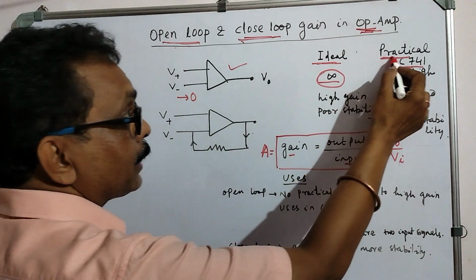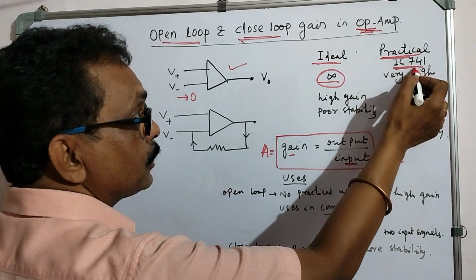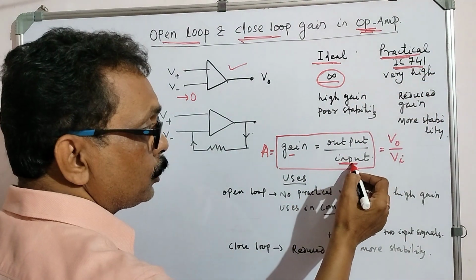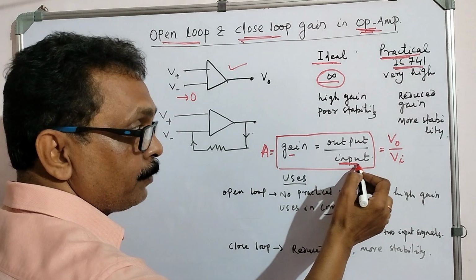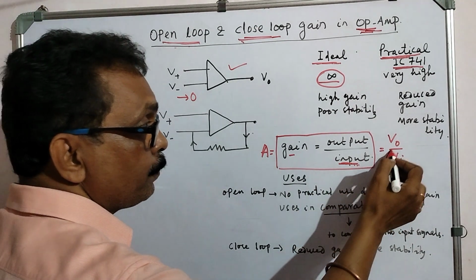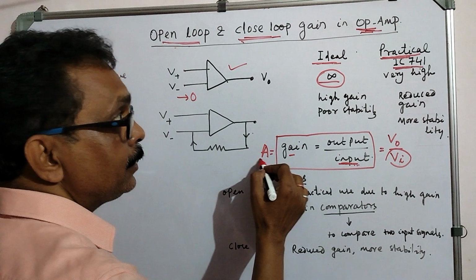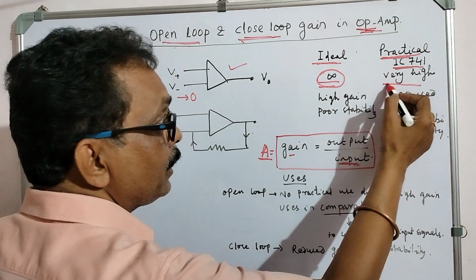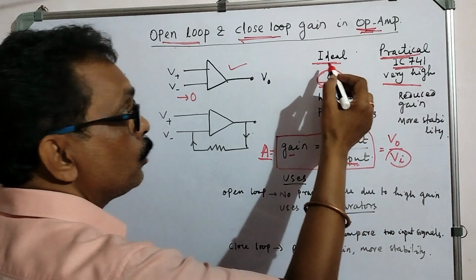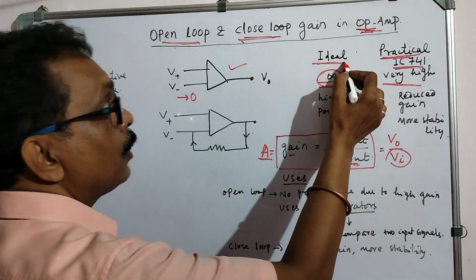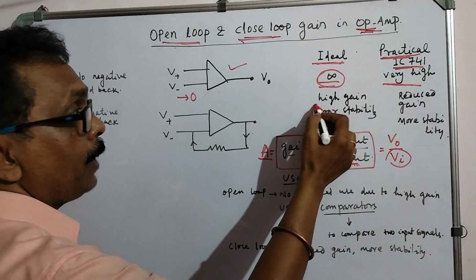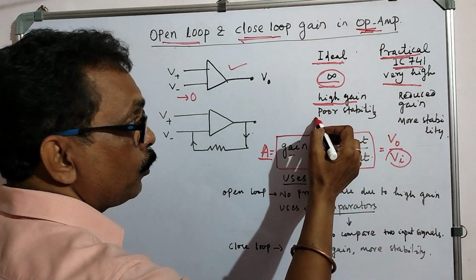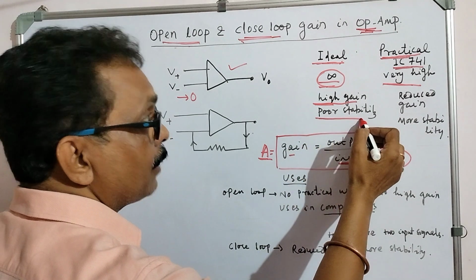But in case of a practical operational amplifier or IC 741 operational amplifier, the input is not equal to 0, but it is a very small input. Since the input is very small, the gain is very high, but not equal to infinity. So in case of an ideal operational amplifier, you have high gain. Since the gain is very high, it is not stable, so it has poor stability.